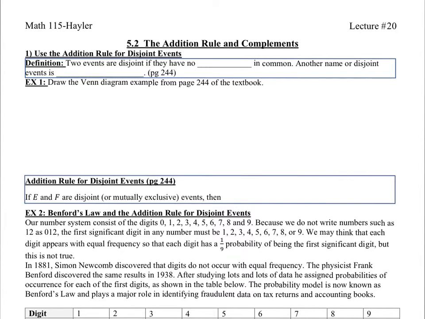Welcome to Lecture 20, 5.2, the addition rule and complements. So our first objective is the addition rule for disjoint events. By definition, two events are disjoint if they have no outcomes in common. Another name for disjoint events is mutually exclusive.